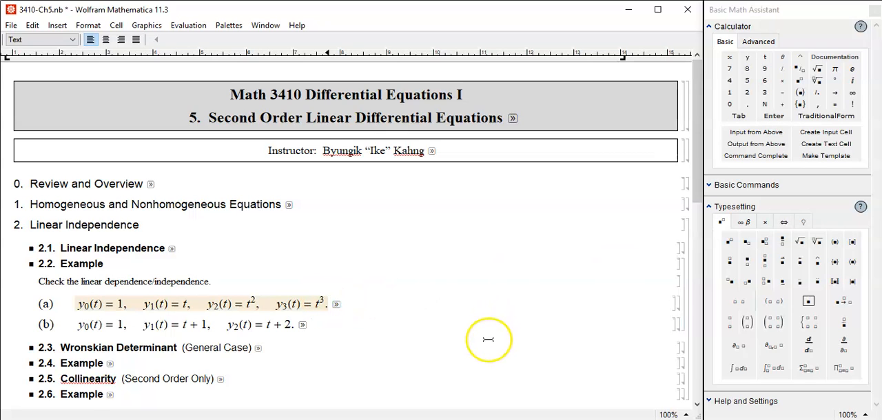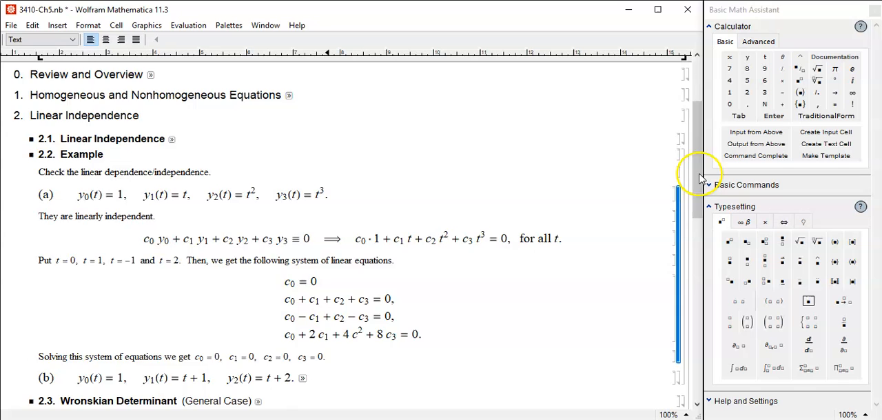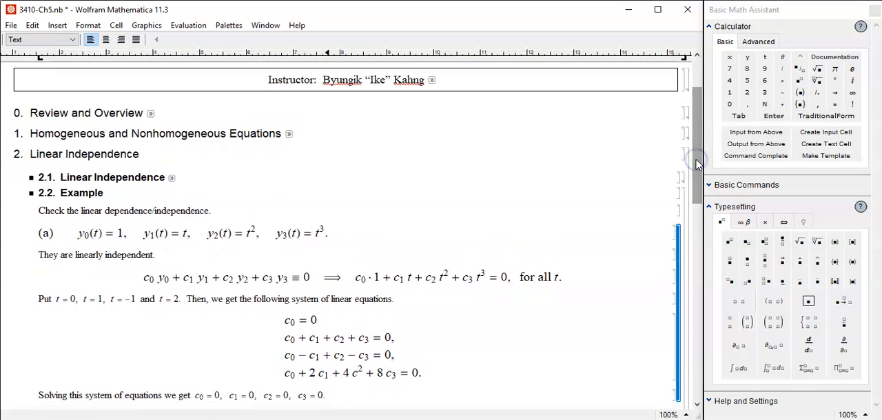We have these four functions. y0 is 1, y1 is t, y2 is t squared, y3 is t cubed, and let's check the linear dependence or independence. It'll turn out that these four functions are linearly independent. Let's begin with a linear combination constantly equal to 0, which means equal to 0 for all t. For all t, so let's select some easy t values.